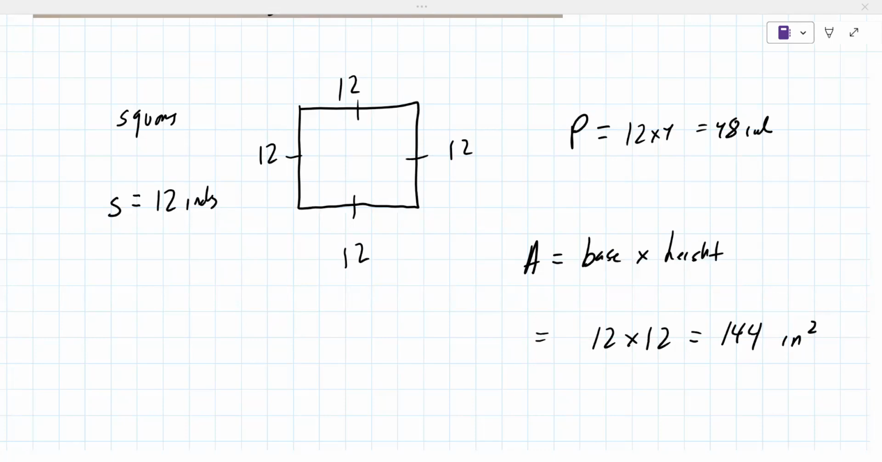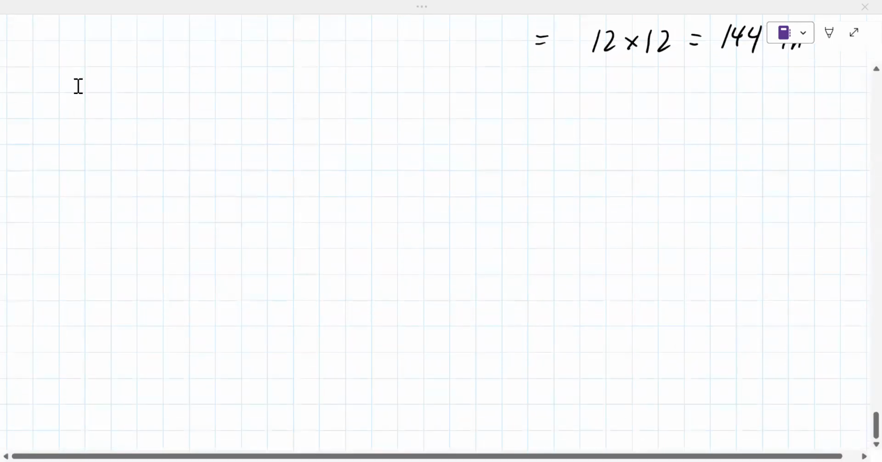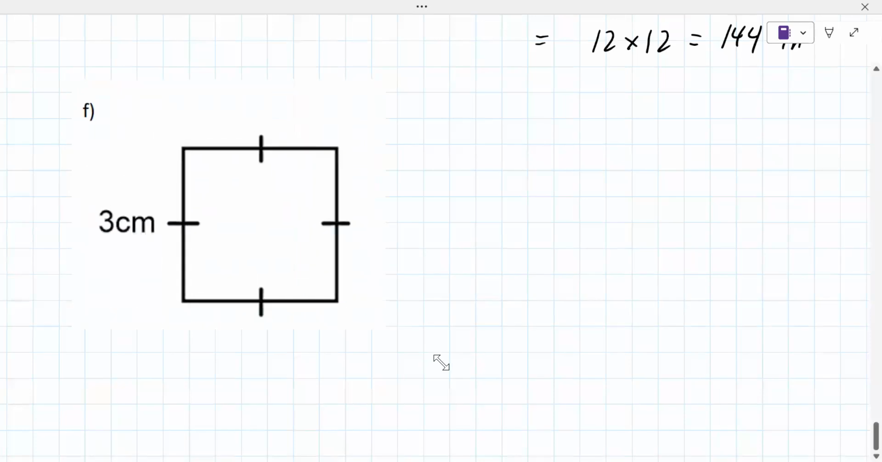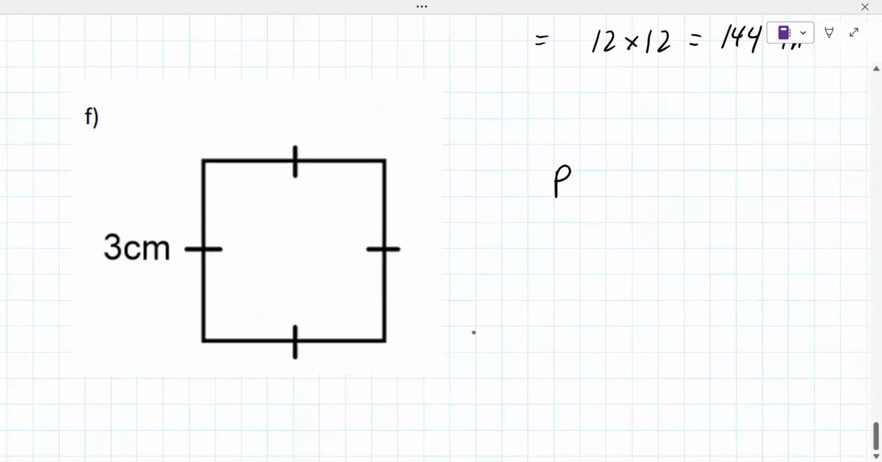With rectangles, we'll get two matching sides. Yeah, we'll get to that. Let's do an example or two. So I want you to find the perimeter and the area, please.